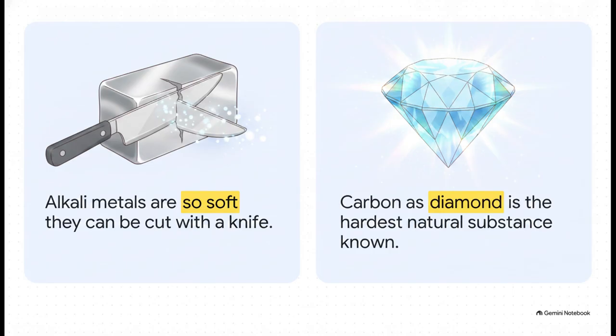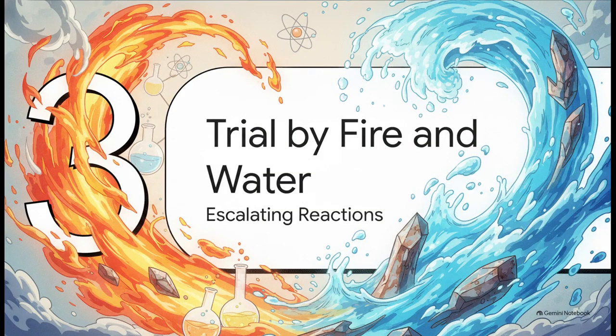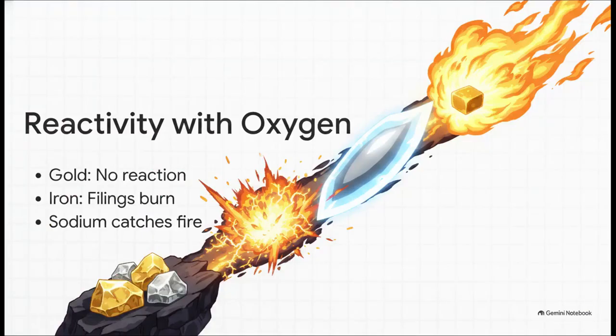We have to look at how they react, zooming in to see how these materials behave under chemical stress, specifically when they're exposed to oxygen and water. Section 3. Trial by fire and water. Escalating reactions. Let's look at exactly what happens when metals are burnt in the air and react with oxygen. There is a very clear escalation happening here. Down at the bottom, we have gold and silver.